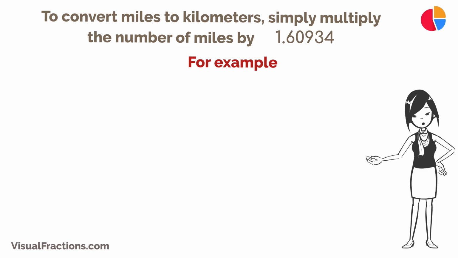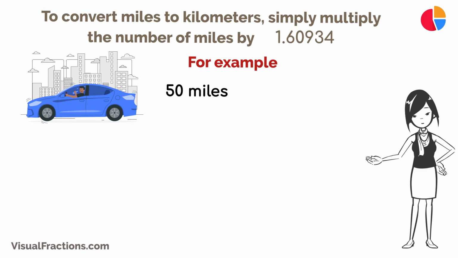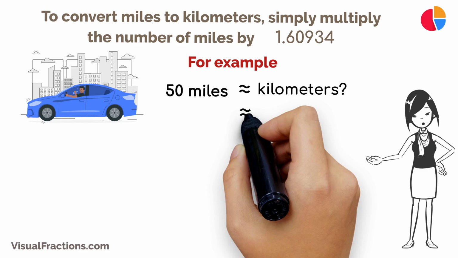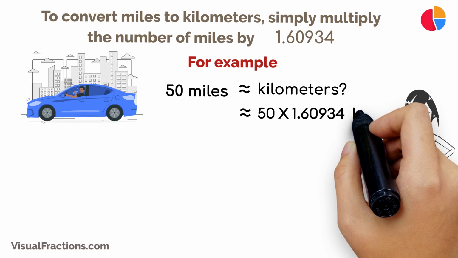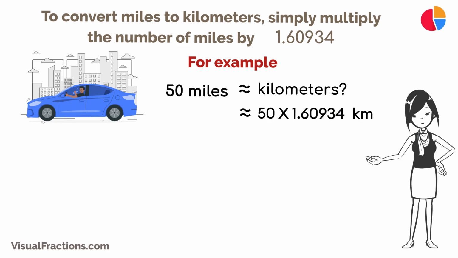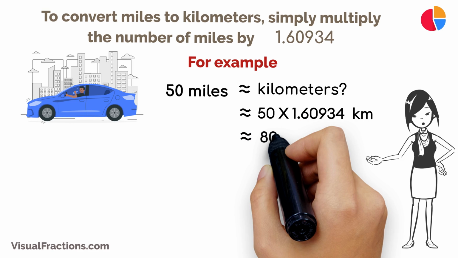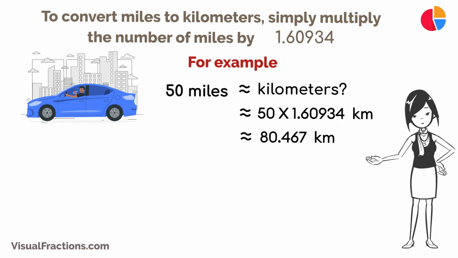To convert miles to kilometers, simply multiply the number of miles by 1.60934. For example, if you're driving a car and want to know how many kilometers you've traveled, take the number of miles driven and multiply it by 1.60934. Let's say you've driven 50 miles. That would be about 80.467 kilometers.